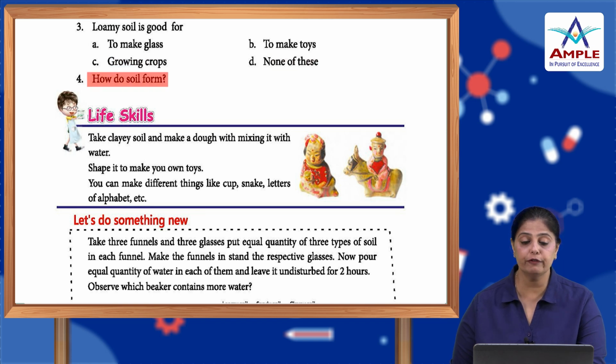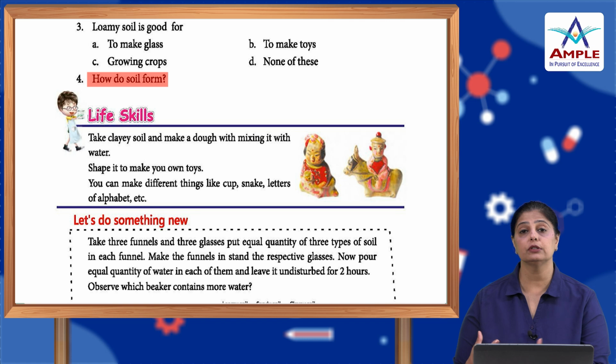And how does soil form? Okay, how is the soil formed? It took hundreds and thousands of years to be formed. And then slowly with time the rocks were broken into smaller pieces and then further into smaller particles, which is how the soil was formed.